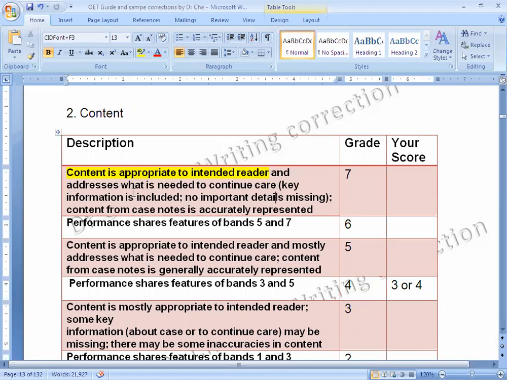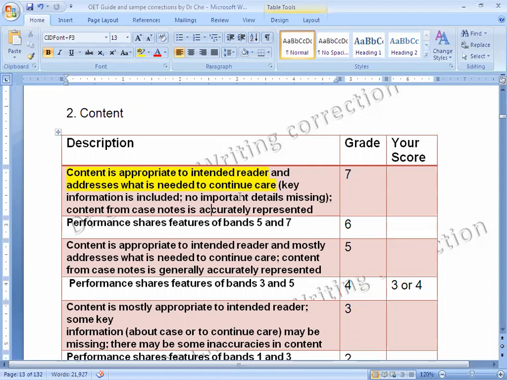It's the important thing. Number two is addresses what is needed to continue care. For example, if it is a discharge letter and you need to continue some medication, the patient will continue taking these medications. Should we mention these medications when you are writing back to the GP? We should mention them, because the patient will continue taking these medications.